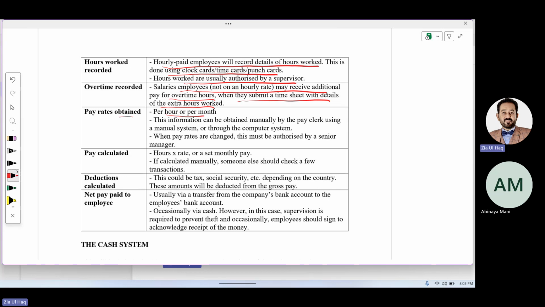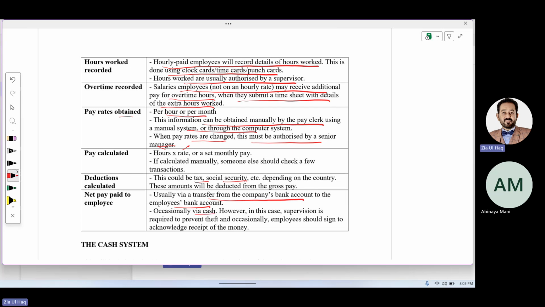And the pay rate is obtained from their file, either monthly or per hour. And this information can be obtained manually by a pay clerk using the manual system or a computerized system. And when pay rates are changed, they must be recorded into their file. And how is pay calculated? Hours multiplied by rate. Through this, we can calculate monthly pay. And from gross pay, we need to deduct some amounts for tax and for social contribution, and then net pay should be calculated. And net pay will be paid to the employees either by cash or directly into their bank account.